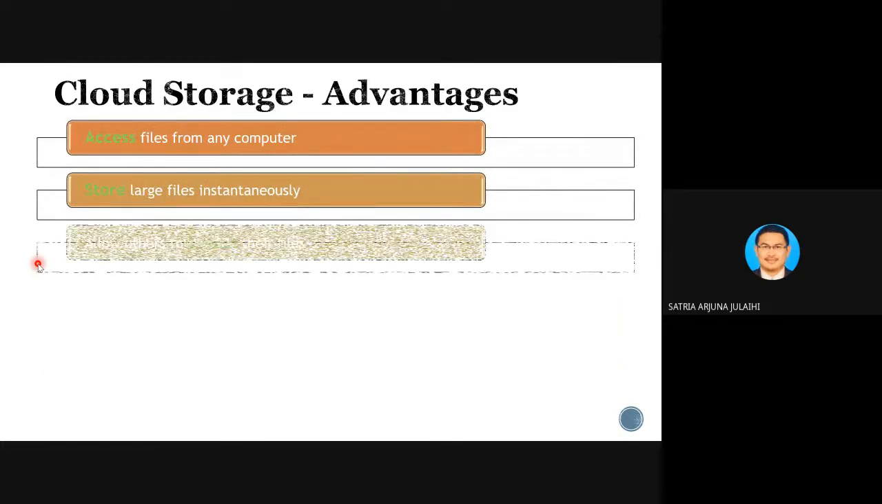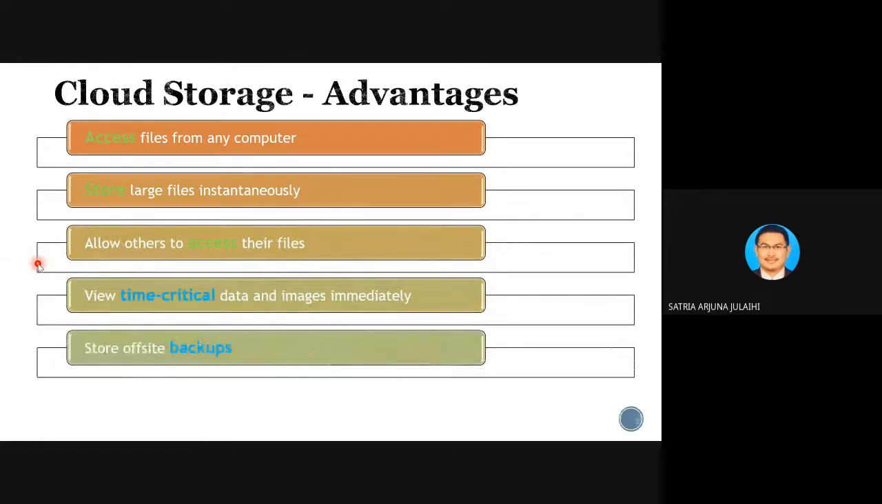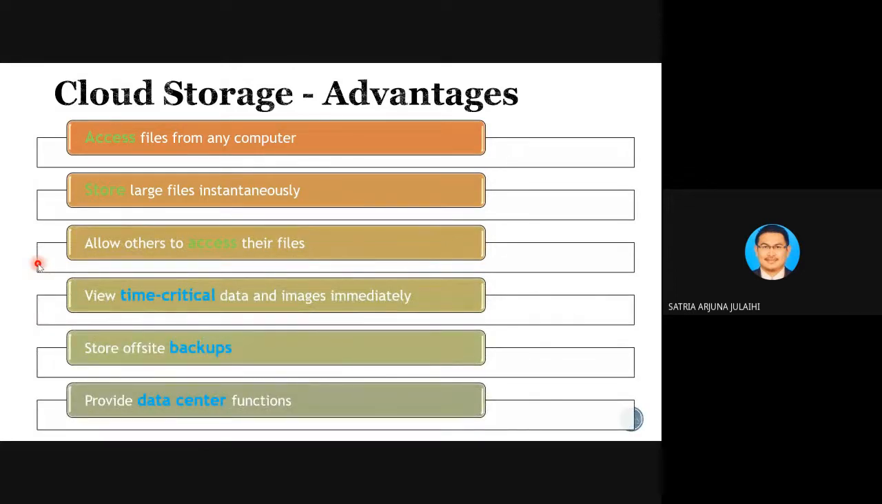So there are several advantages of cloud storage. You can access the file from any computer, rather than if you save in your computer, you have to transfer it using a USB, for example. But if you are using a cloud storage, as long as you have internet, you can access it from your computer, from your phone. You can have a large capacity instantaneously. You can access the file, and you can allow others to access the file, view time critical data and images immediately, because as long as you have internet, you can access them.